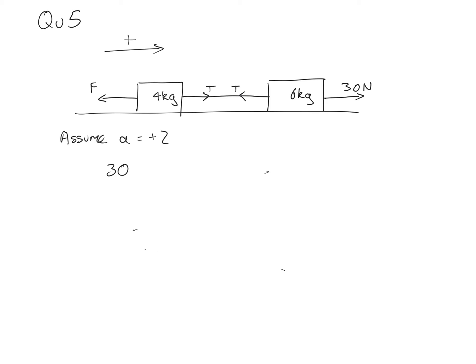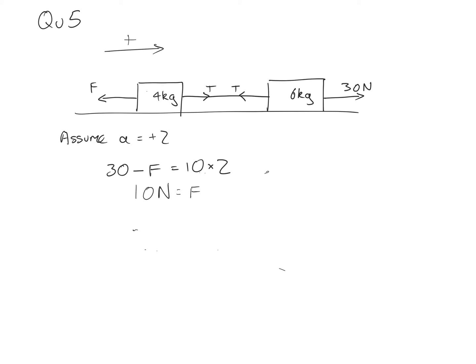Considering F equals ma on all of it, we've got 30 minus F. These have got forces on, but they're vertical and horizontal, so we're not going to worry about that. 30 minus F, positive direction, equals mass 10 times acceleration 2. So in that case, F equals 30 minus 20, which is 10 newtons.